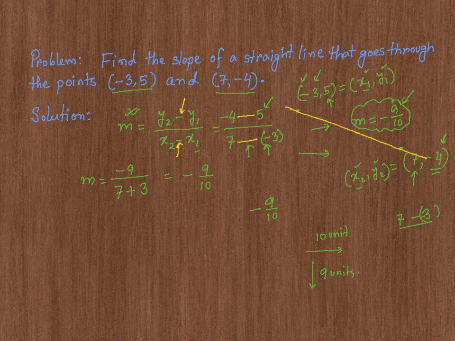That's what it means. Or -9/10, I could also write it as 9/-10. In that case, if you go to the left along the x-axis, that means you move in the negative direction by 10 units, you're going to move up along the y-axis by 9 units. And that's what it is.